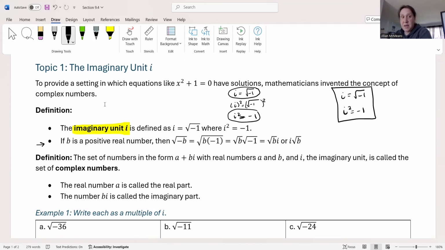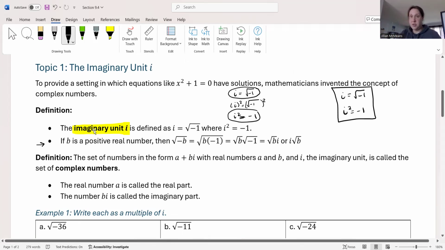It says if b is a positive real number, then the square root of -b equals the square root of b times -1, which equals the square root of b times the square root of -1, which equals the square root of b times i. Okay? Now, another definition, and we're not going to get too bent out of shape about complex numbers.